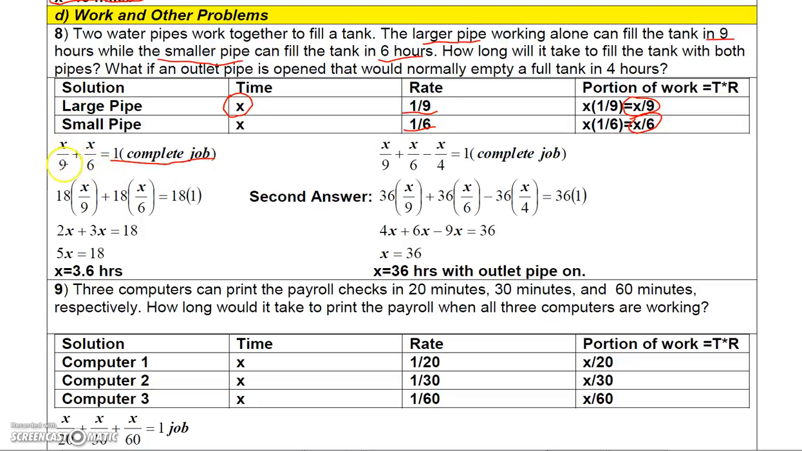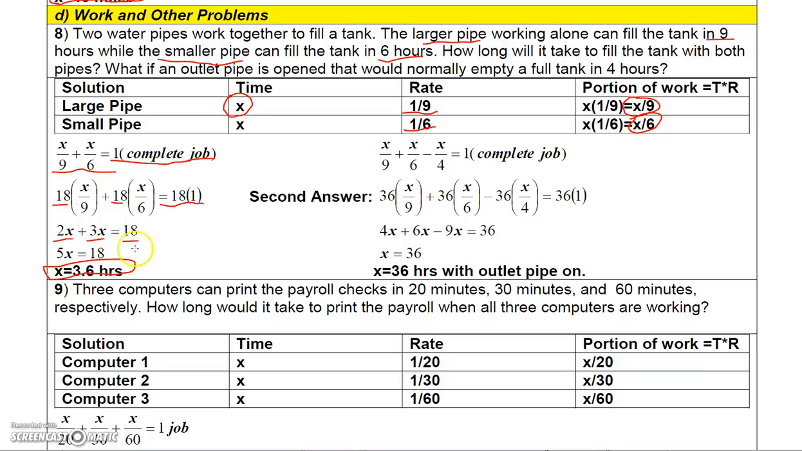So if we add those two portions together, they must equal 1. And so your equation is x over 9 plus x over 6 equals 1. And then if you multiply both sides by 18, or actually all three terms by 18, the lowest common denominator, this becomes 2x, this becomes 3x, and 18 times 1 is 18. And then you add these together, get 5x equals 18, and divide by 5, and you get x is 3.6 hours.